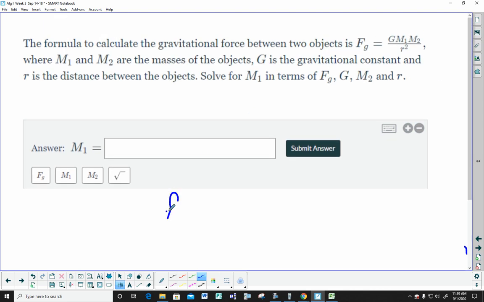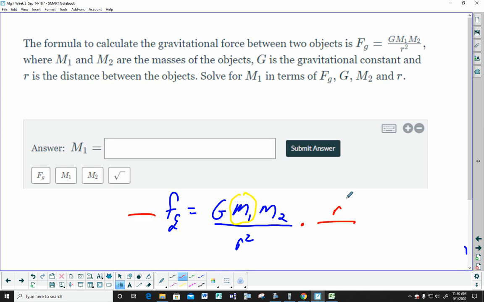here's the formula. F sub g is equal to g m sub 1 m sub 2 over r squared. I want to solve for m sub 1. I want to get this all by itself. These things are just held by multiplication and division. Get rid of them by multiplying by its reciprocal. R squared was on the bottom, so it's on the top. G and m sub 2 were on the top, so now they're on the bottom. R squared, m sub 2.